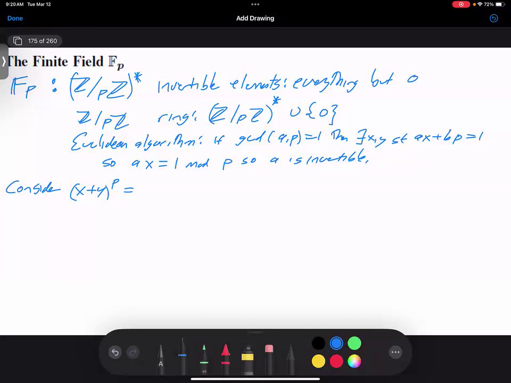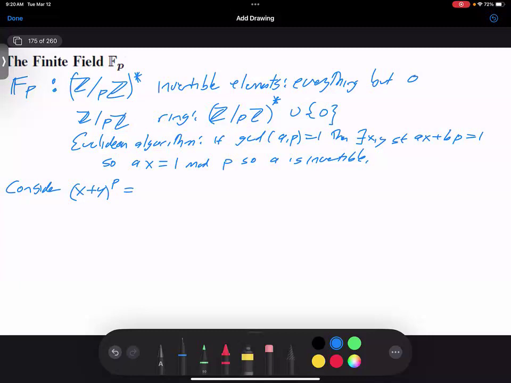Let's just say X and Y are any real numbers or complex numbers. How would you calculate X plus Y? How would you calculate X plus Y squared? You do FOIL. How would you do X plus Y cubed? Continue. Do you remember what theorem gives us the expansion?